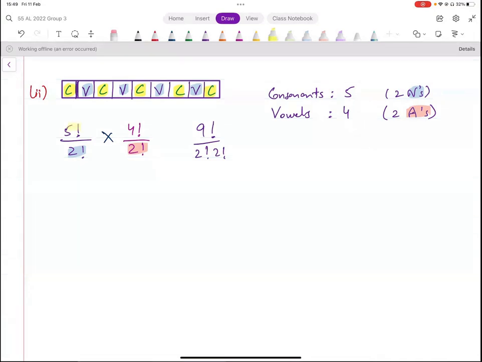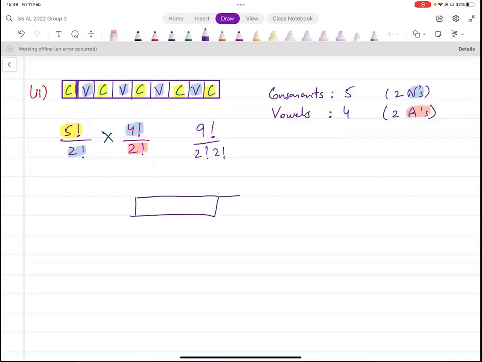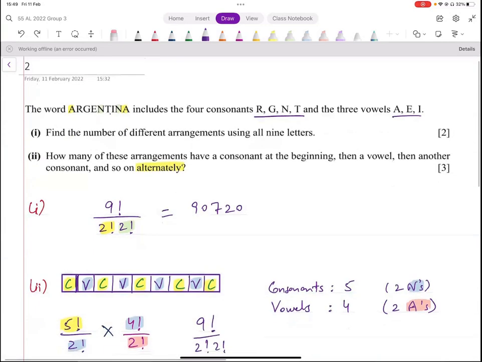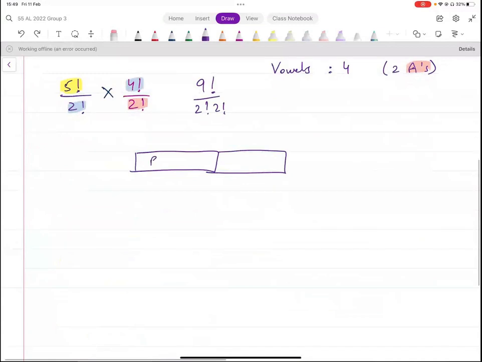Here the question was, okay, the consonants should be together and the vowels should be together. The answer would be the same, right? If the consonants had to be together and vowels had to be together, then we would have 2 boxes like this. In one of them, you'll have 5 consonants. Let me just write them here. कौन से थे वो? Argentina था, so we have R, G, and 2 N, P, N. Then 4 vowels, A, E, I, and then another A.